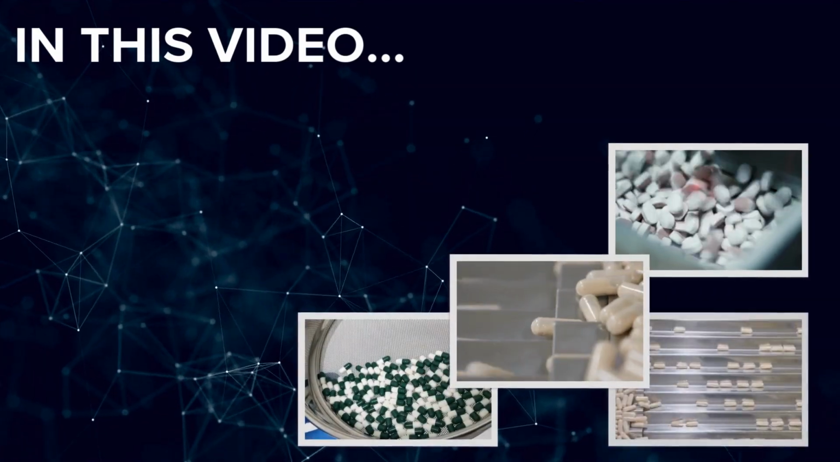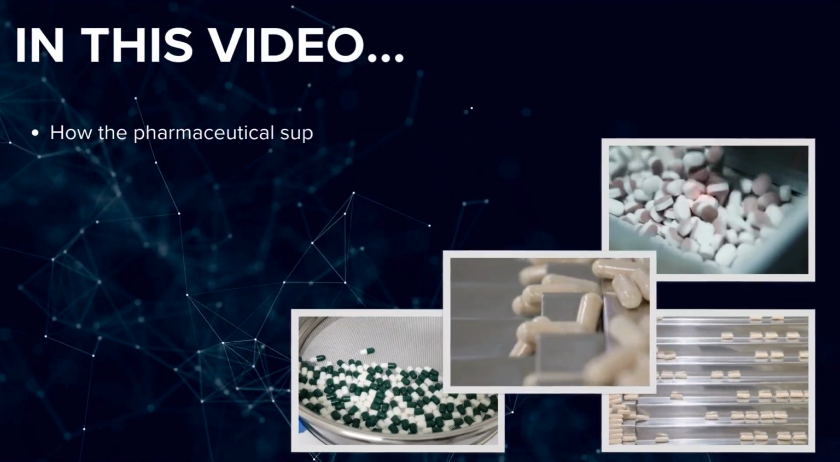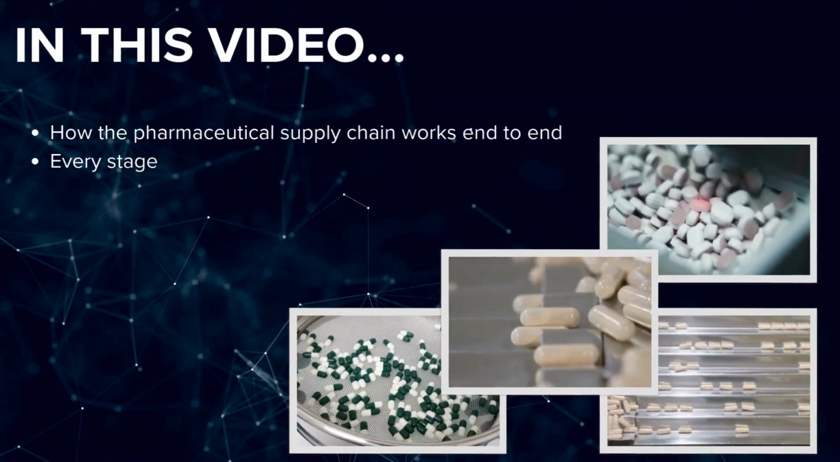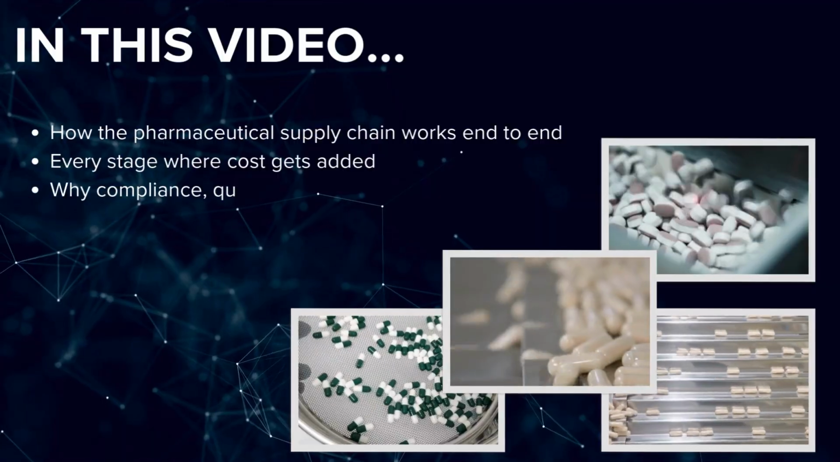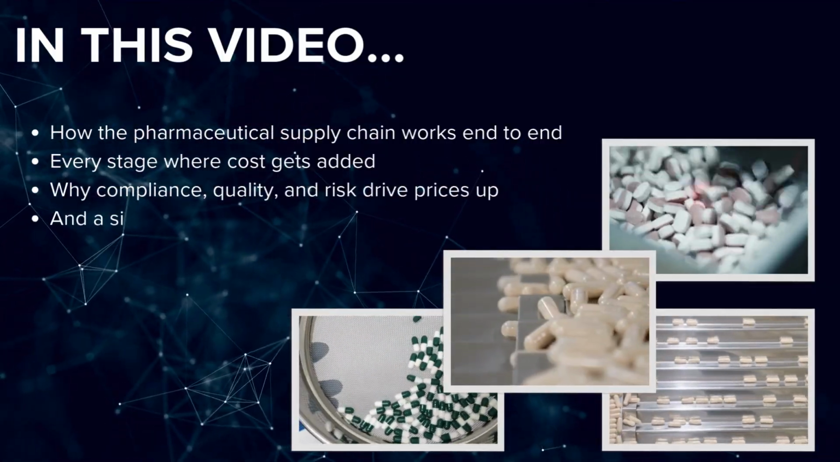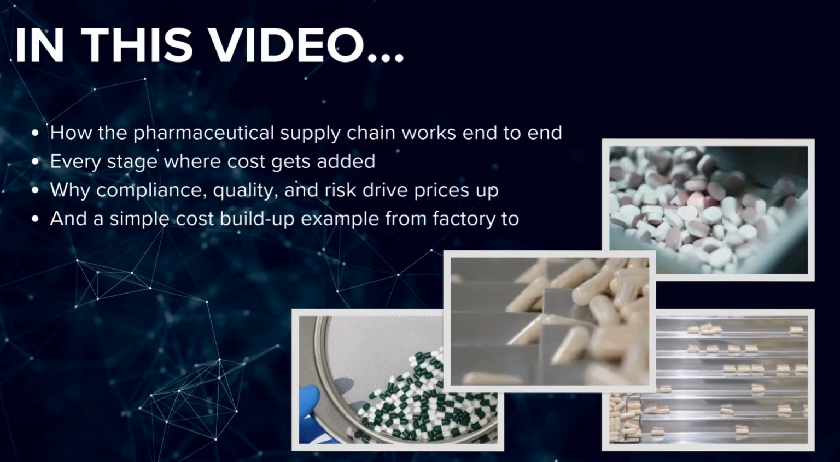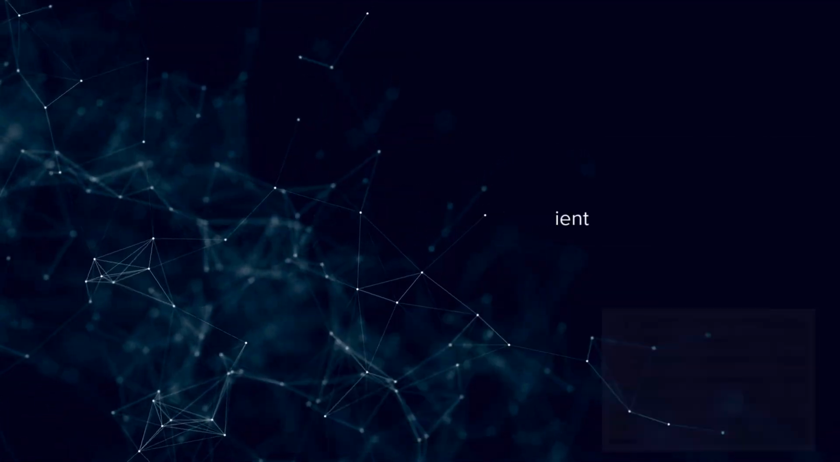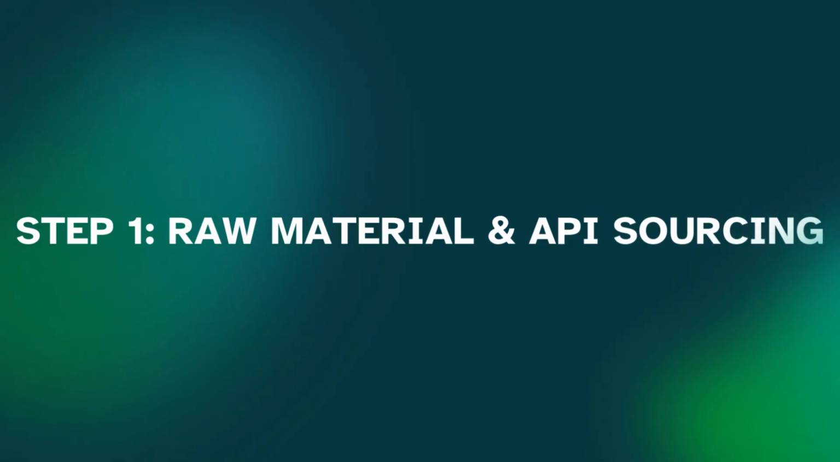In this video, you'll understand how the pharmaceutical supply chain works end to end. Every stage where cost gets added. Why compliance, quality, and risk drive prices up. And a simple cost build-up example from factory to patient. Let's start. Step 1. Raw material and API sourcing.